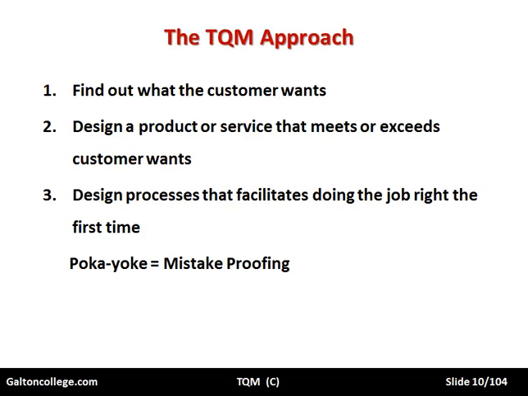Design processes that facilitate doing the job right the first time. Don't try and just design processes and watch out for errors and mistakes and try and correct them. Try to get it right first time, because otherwise there's a waste of resource, there's a waste of time, there's a waste of materials. It's important to try and get the situation right the first time. The term often used here is poka-yoke, and poka-yoke is mistake proofing, trying to eliminate mistakes.